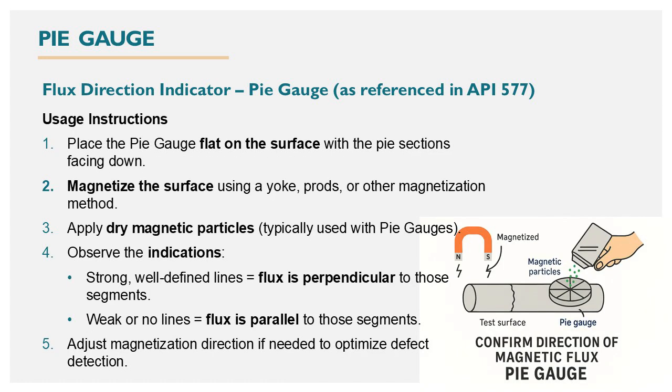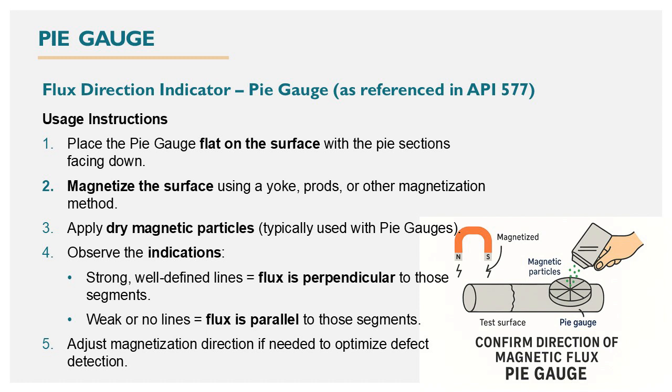How to use the pi gauge. Step number 1 is to place the pi gauge flat on the surface with the pi sections facing down. Step number 2 is to magnetize the surface using a yoke, prods, or other magnetization method. Step number 3 is to apply dry magnetic particles, typically used with pi gauges.